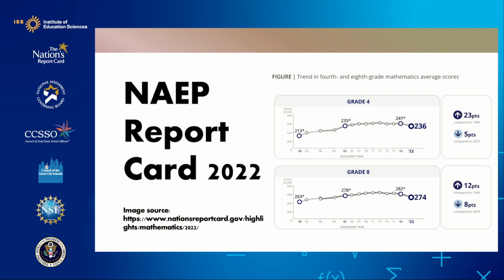The average eighth grade mathematics score decreased by 8 points compared to 2019 and was lower than all previous assessment years going back to 2003. So, same point as what I mentioned about the fourth grade mathematics scores. In 2022, fourth and eighth grade mathematics scores declined for most states slash jurisdictions, including Guam, as well as for most participating urban districts compared to 2019.